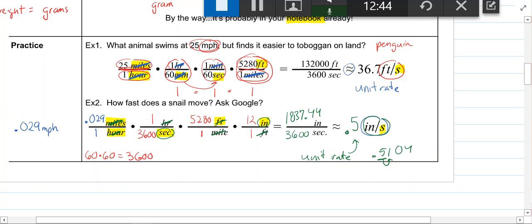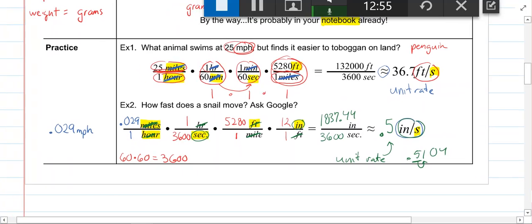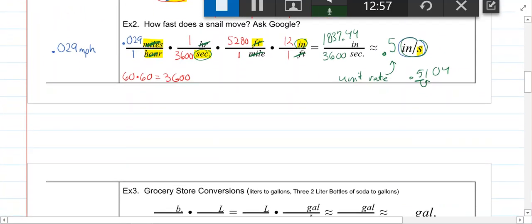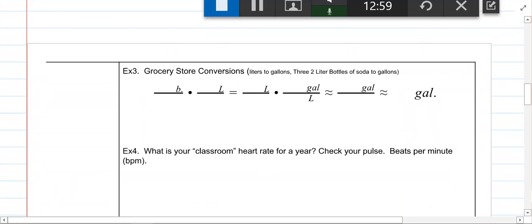Now, think about that. A snail can go a half inch in 1 second. Doesn't that seem a lot faster than you thought that they travel at? But that's what they do. Unless you're watching the show Turbo, he's pretty quick. Let's try it again with example 3.